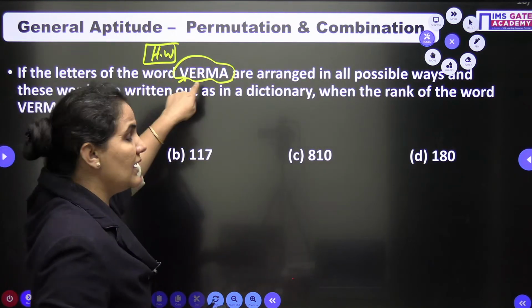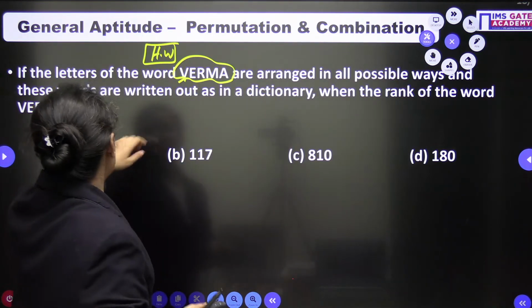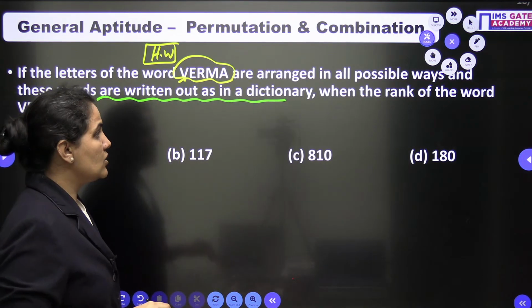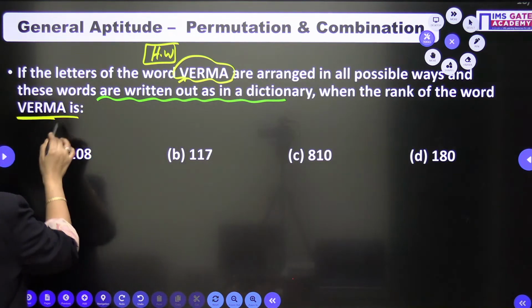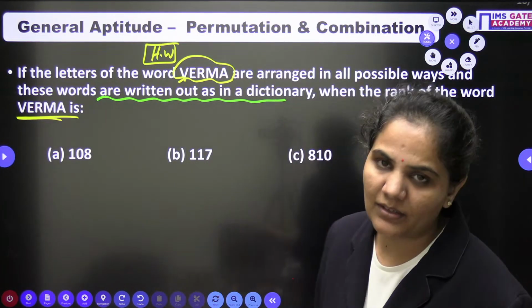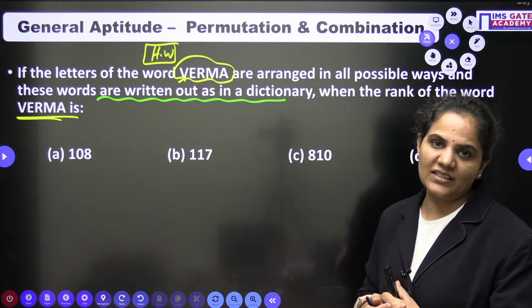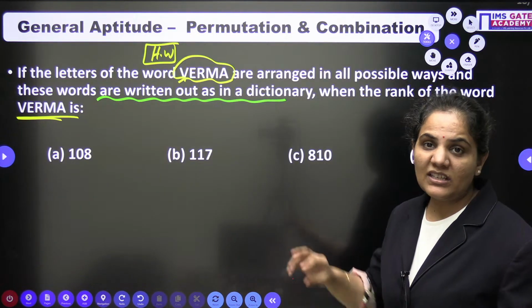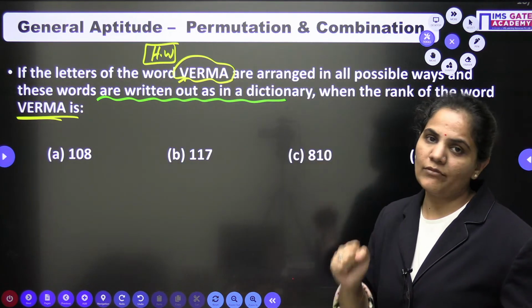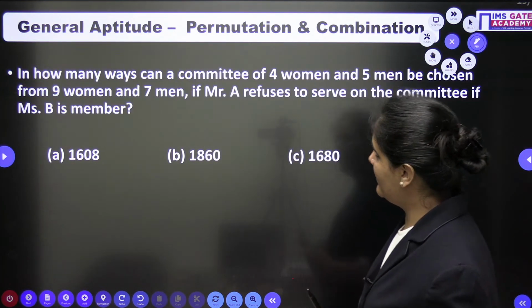If the letters of the word Verma, V-E-R-M-A, are arranged in all possible ways, and these words are written out as in a dictionary, then if we arrange this alphabetically, when we check this in the dictionary, what is the rank of this word Verma in the dictionary? Surely you can try this one very easily.